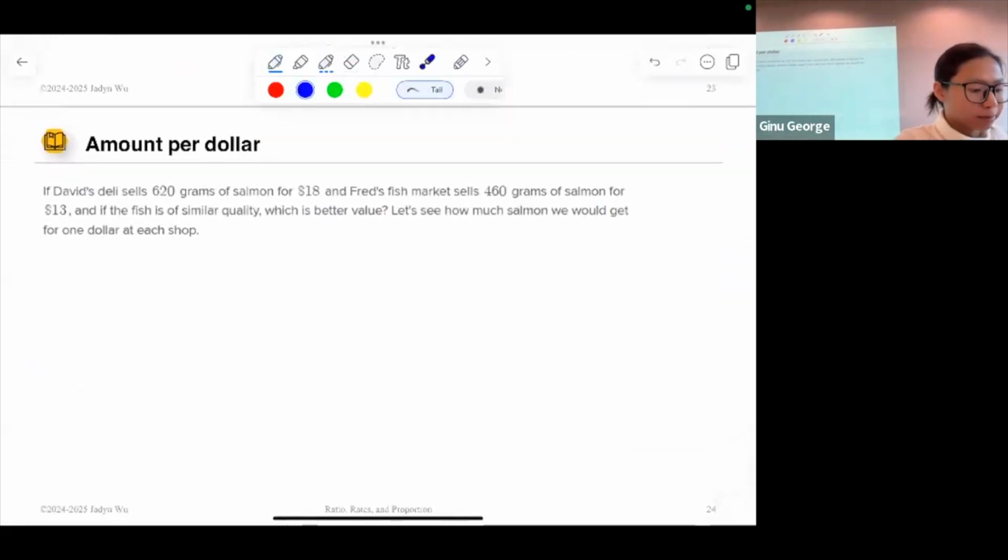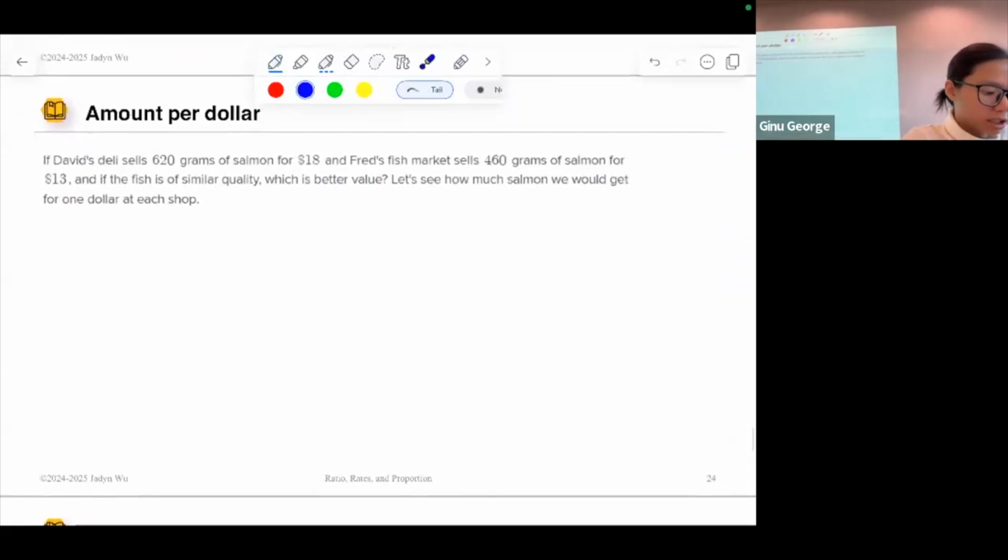I have an example here. It says that David's Deli sells 620 grams of salmon for $18. And Fresh Fish sells 460 grams for $13. Here it says we want the fish to be in similar quantities. Which one has the better value? How can we check which one will have a lower price here?